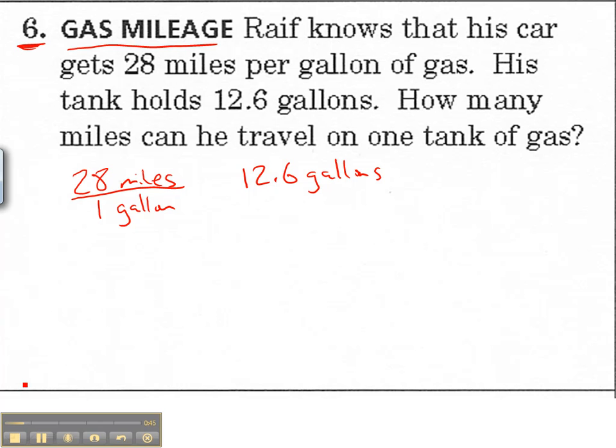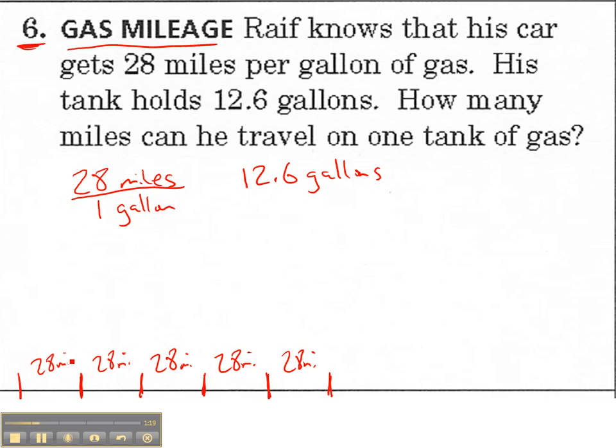So let's use this line down here and break it up into segments. Imagine that this first segment is the distance that he could travel on 1 gallon of gas. On 1 gallon of gas, he could travel 28 miles. On the next gallon of gas, he could travel another 28 miles. Another gallon of gas, another 28 miles. So we just have to keep adding up these line segments, 12.6 of these line segments, to see how far he could go on a full tank of gas, because his tank is 12.6 gallons.